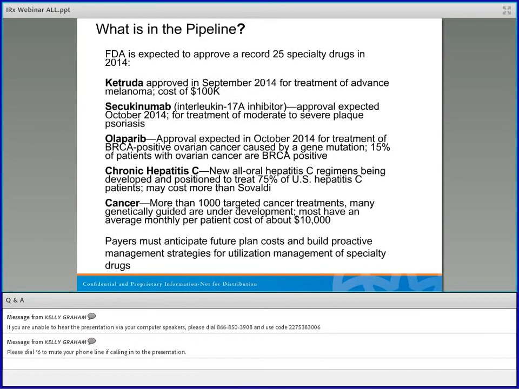So when you think about what's in the pipeline, now as Michael mentioned, there's a lot of drugs coming out. The FDA is expected to approve 25 specialty drugs just this year. So there's a lot of things coming out. The new Hep C drug, Harvoni, was recently released, along with Sovaldi. So, there's a lot of new stuff that's all coming to the market. And here's just a list of some of the various drugs that are coming out.